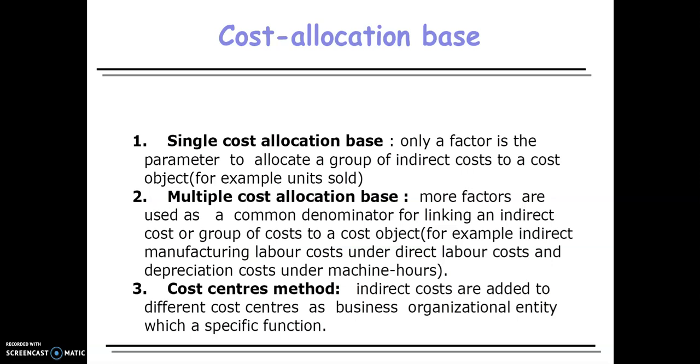There are many cost allocation methods. The first one is single cost allocation base. Only one factor is the parameter to allocate a group of indirect costs to a cost object, for example, units sold. The second one is multiple cost allocation base. More factors are used as a common denominator for linking an indirect cost or group of costs to a cost object. For example, indirect manufacturing labor costs under direct labor costs, and depreciation cost under machine hours.